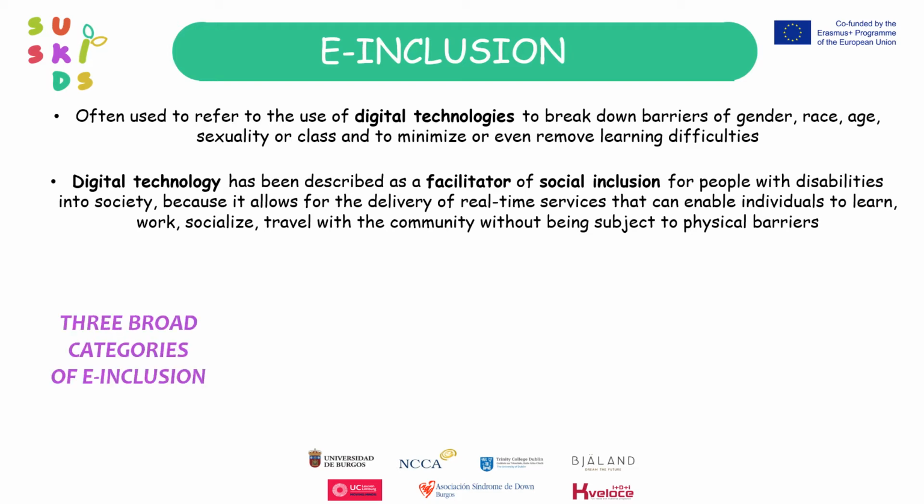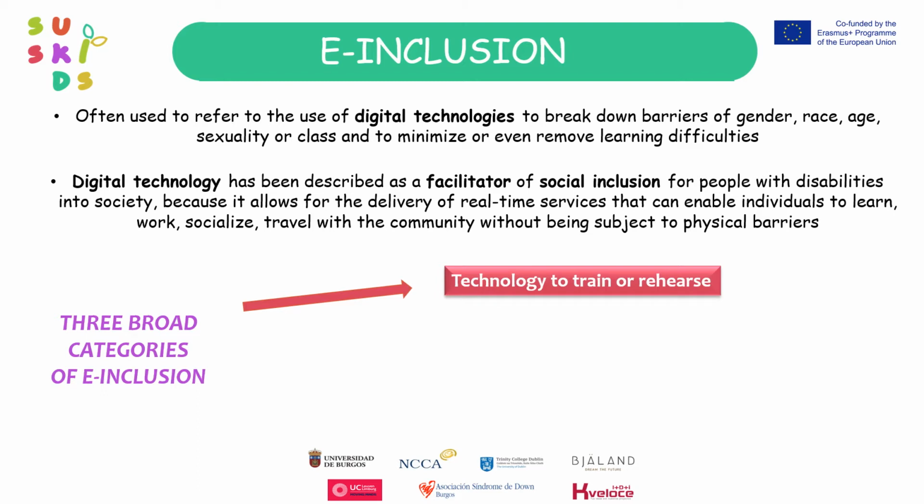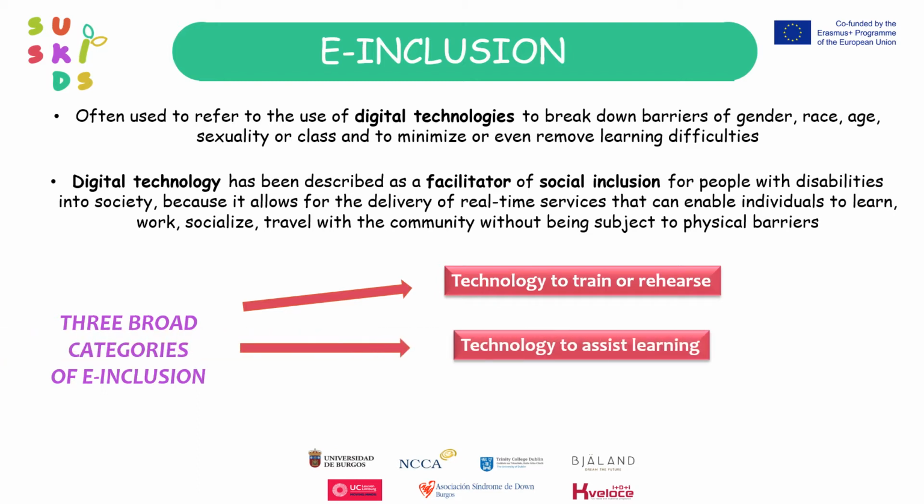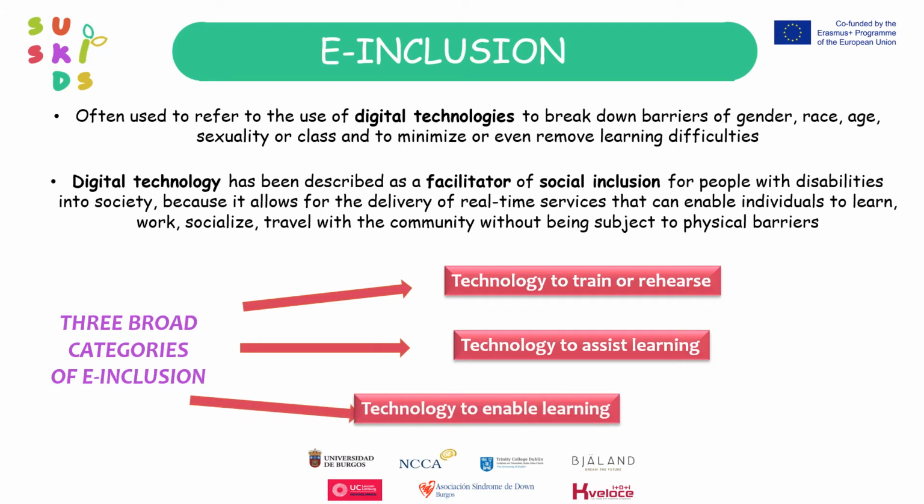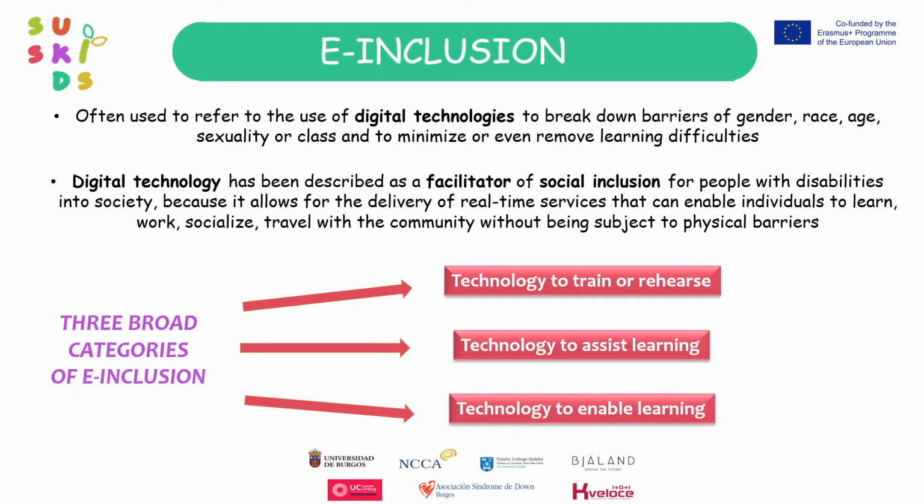We have 3 broad categories of e-inclusion: technology to train or rehearse, associated with a behaviorist model of learning; technology to assist learning, usually linked to the need to compensate for a physical disability or difficulty; and technology to enable learning, where the use of technology makes learning possible where it was not possible before.